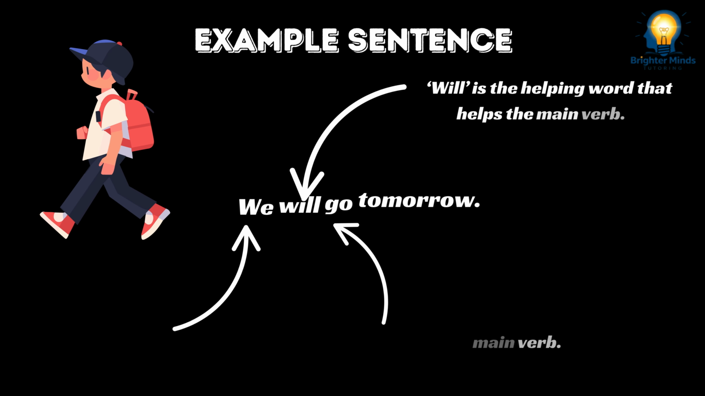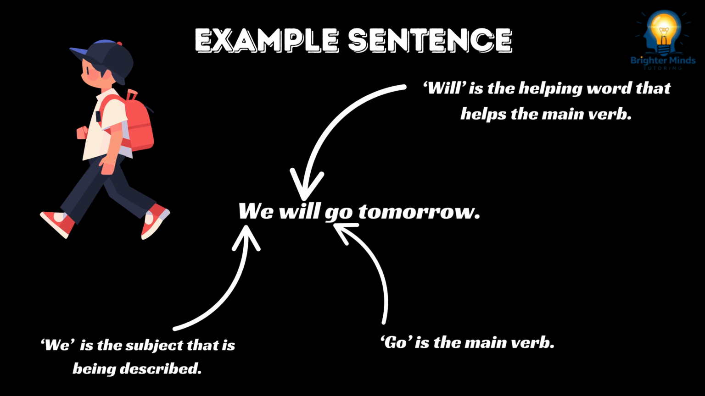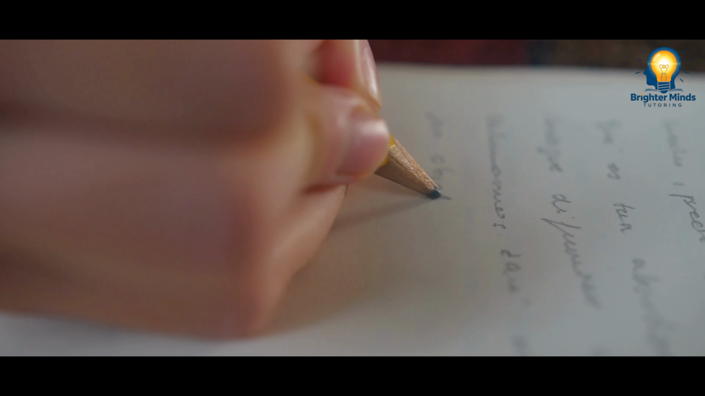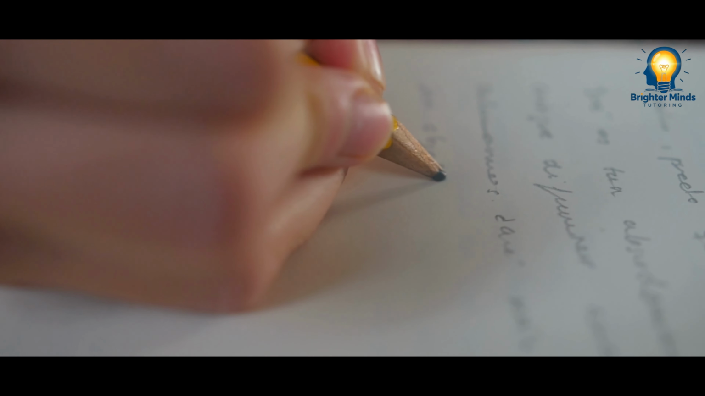We will go tomorrow. Here, will helps the verb go to show a future action. Helping verbs usually come before the main verb and make sentences more specific and clear.